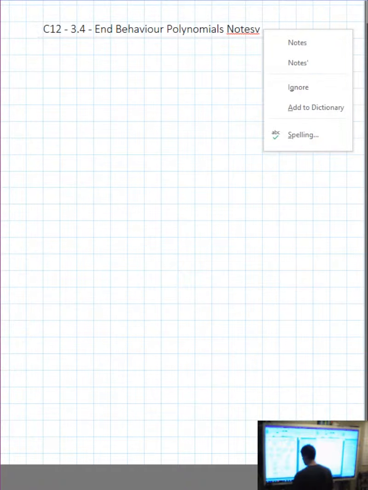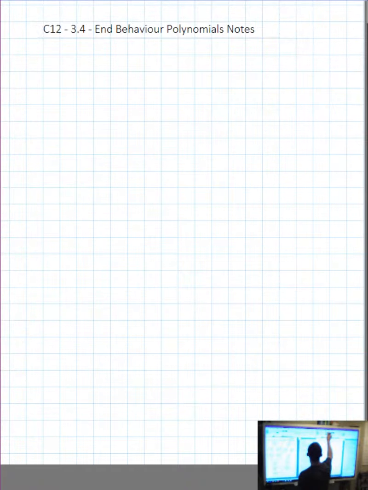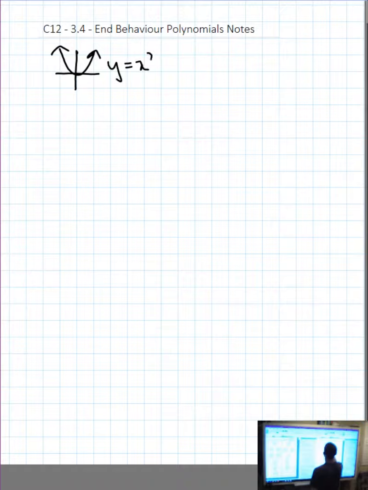Okay, we're going to go quickly now. So, same title as the last one. We now just simply have just a few equations with their graphs. Let's take y equals x squared, as we've seen before. Well, we know that y equals a positive x to the even.